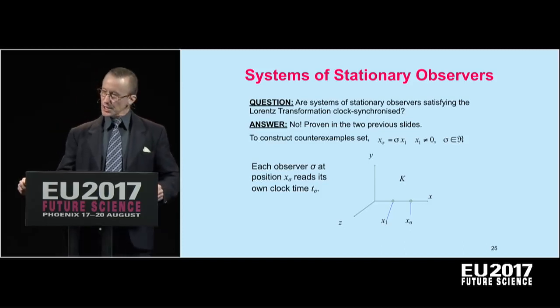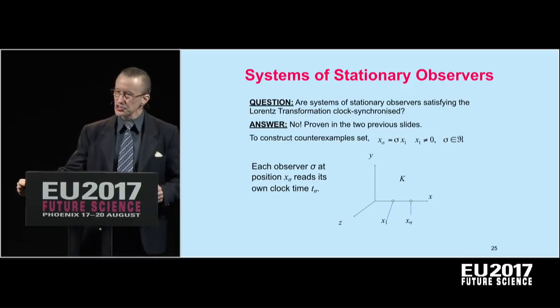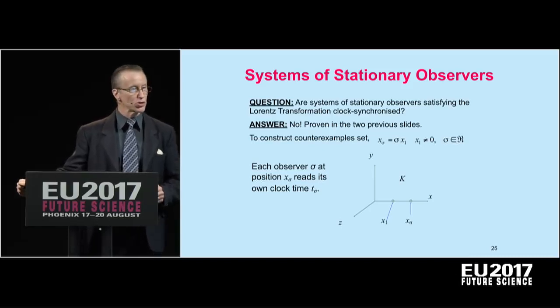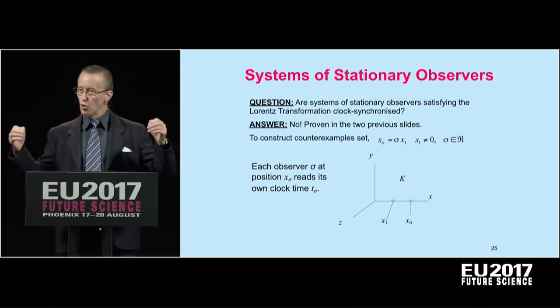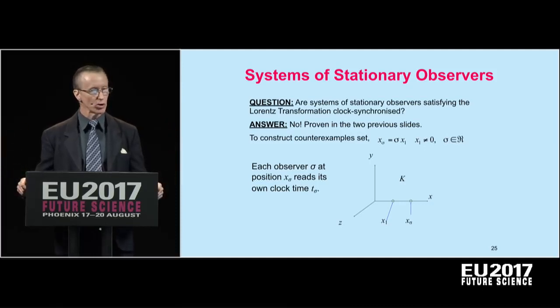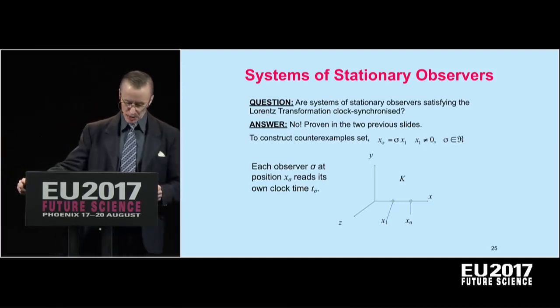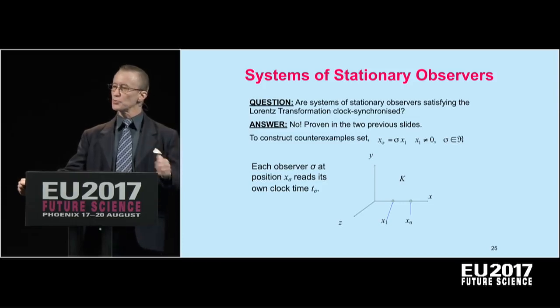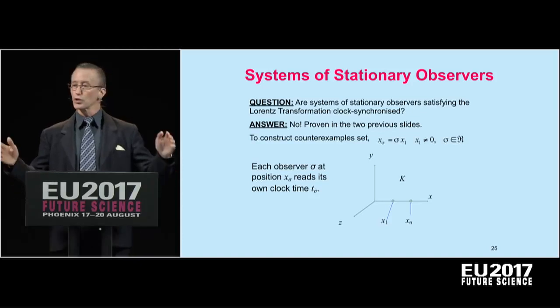Now we can construct some counterexamples. Let's construct a system of stationary observers, which means that they don't change with time. All the x's are not dependent on time. They're stationary. I'll take a real number sigma, and I'll put a subscript on an x, and I'll say x sub sigma equals sigma x sub 1, x sub 1 greater than naught.